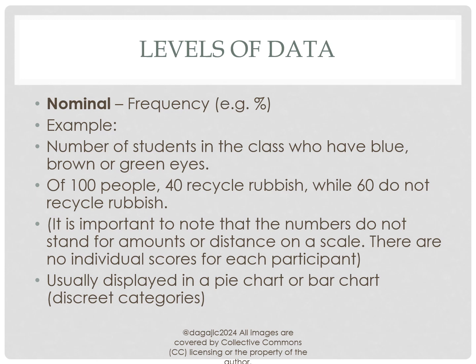So it's important to note that the numbers do not stand for amounts or distances on a scale. They're simply frequencies, and there are no individual scores for each participant. And we'd usually display nominal data in a pie chart or a bar chart, so discrete categories. I'm sure when you were in year 7, you probably did a bar chart in your maths class where your maths teacher asked you how people got to school. So how many walked, how many came on the bus, how many cycled. That's a really clear example of nominal data.